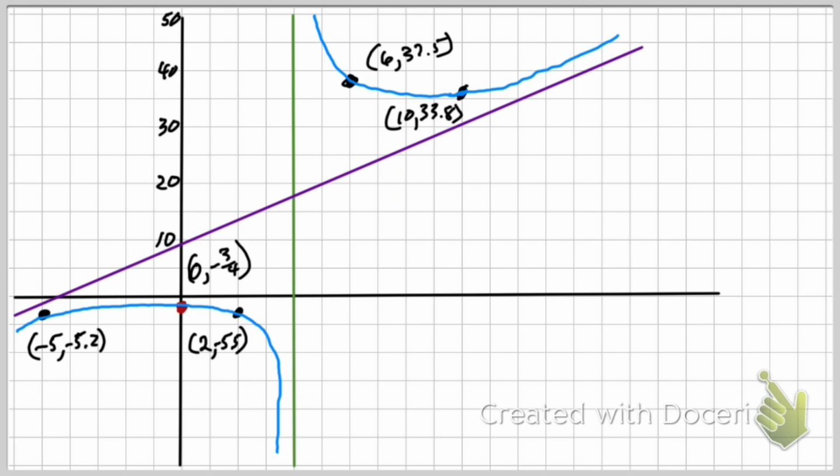So there are 3 examples to help you figure out how to graph these. Each one's a little bit different, but by following those steps on the cheat sheet, it's going to make it easier. The more of these you do, the better you'll get.